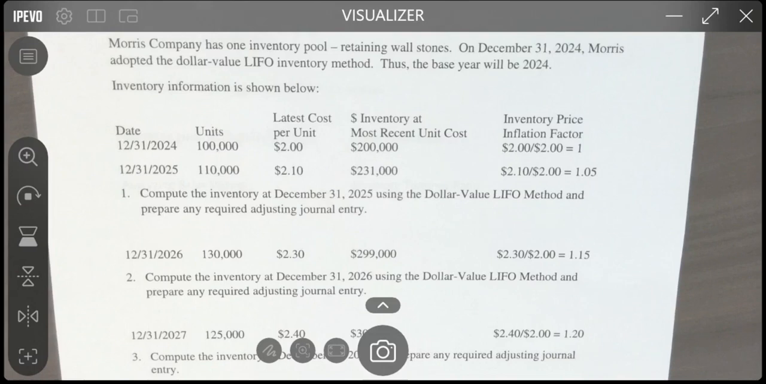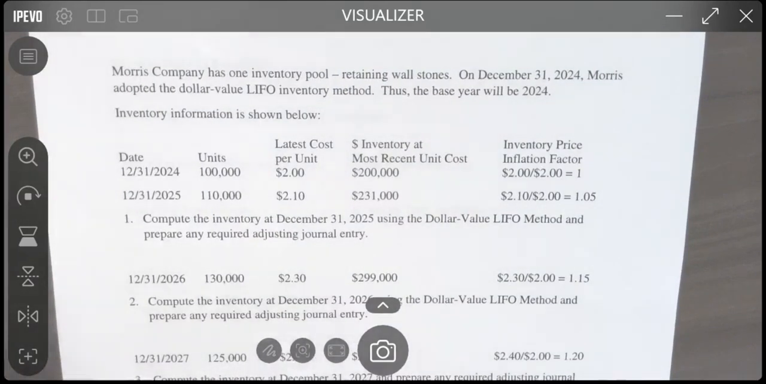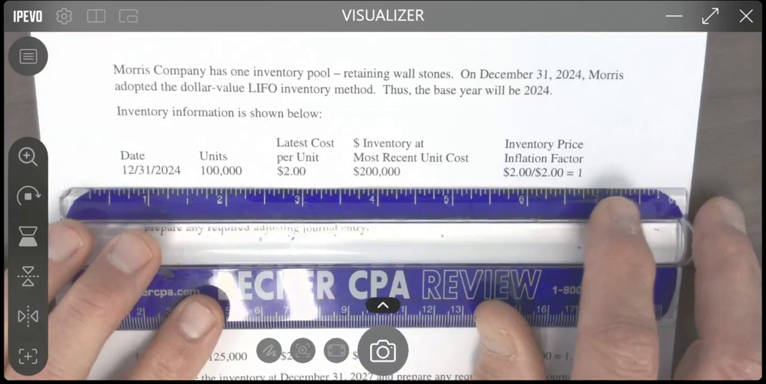On December 31, 2024, Morris adopted the dollar value LIFO inventory method. Thus, the base year will be 2024. Inventory information is provided below. Okay, so what we're going to do here is go year by year, and each year you'll learn some new things, reinforce some of the concepts, and learn some new concepts. So let's focus on 2024 and then 2025.